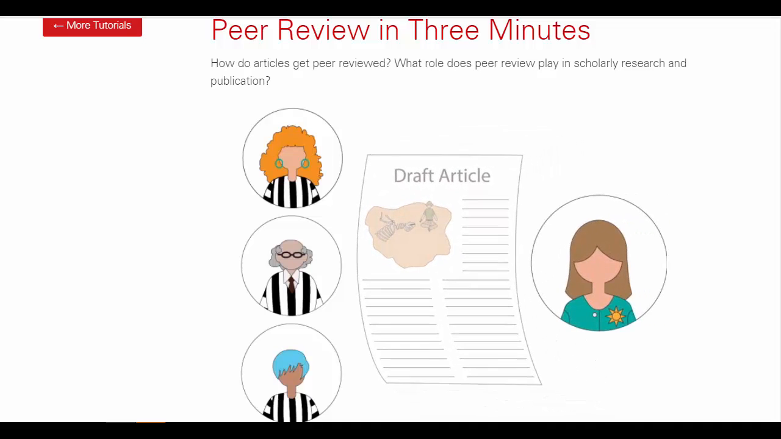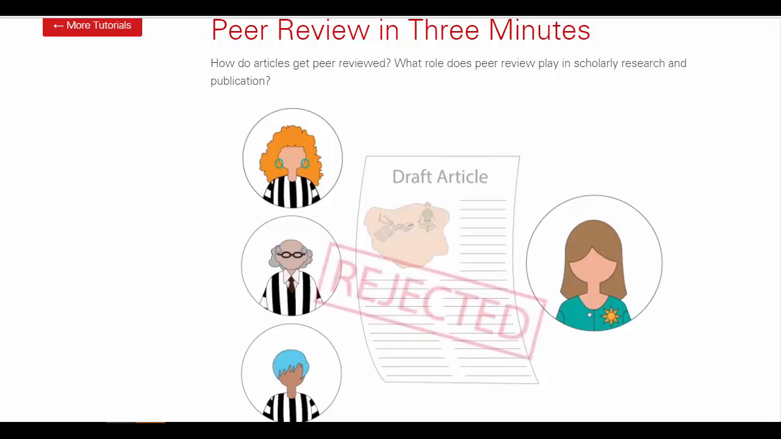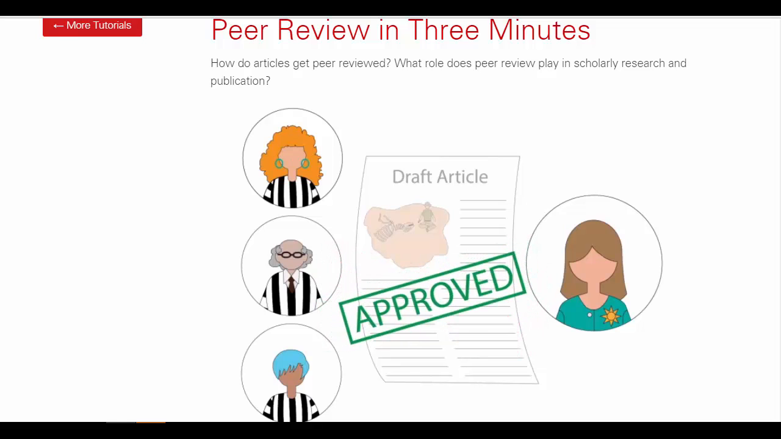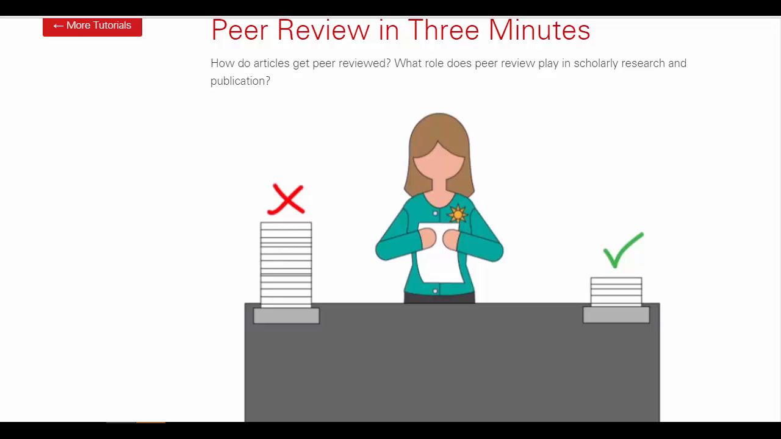They then make a recommendation to the editor, either approve the article for publication or reject it. Even if they recommend publishing the article, they usually expect the author to make revisions. The editor, however, makes the final determination whether the article should be approved, rejected, or revised.